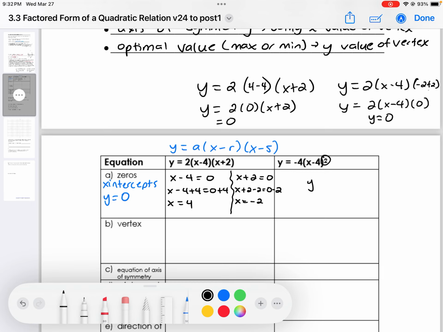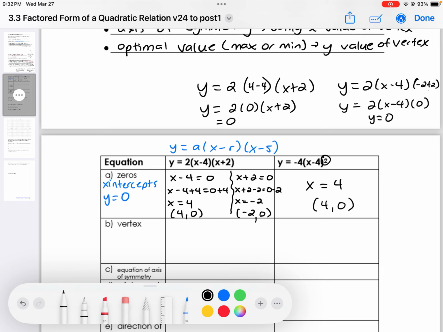Okay, inside the bracket, it says x minus 4. That means the 0 is going to be positive 4. You can write it as a coordinate, as an ordered pair as well. Hopefully, we are working towards being able to quickly think about what a parabola is and draw the resulting shape, okay? So either way will work.